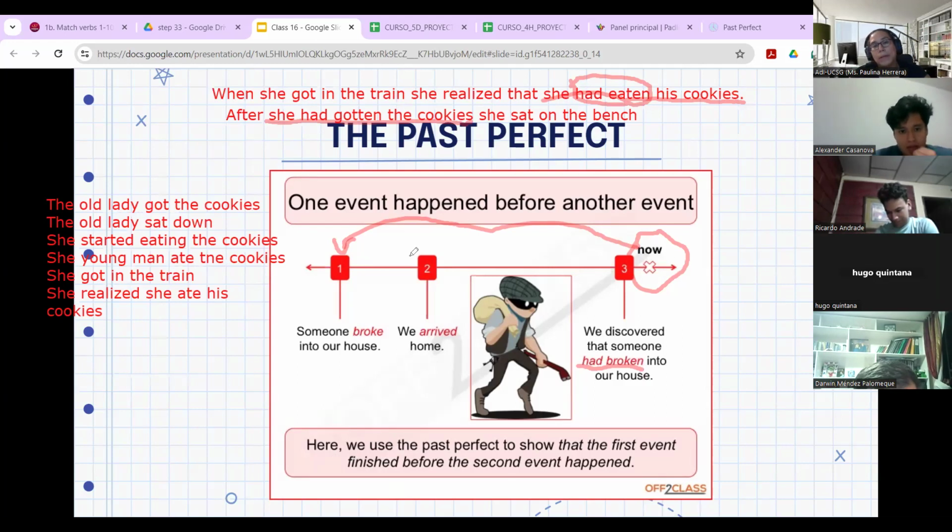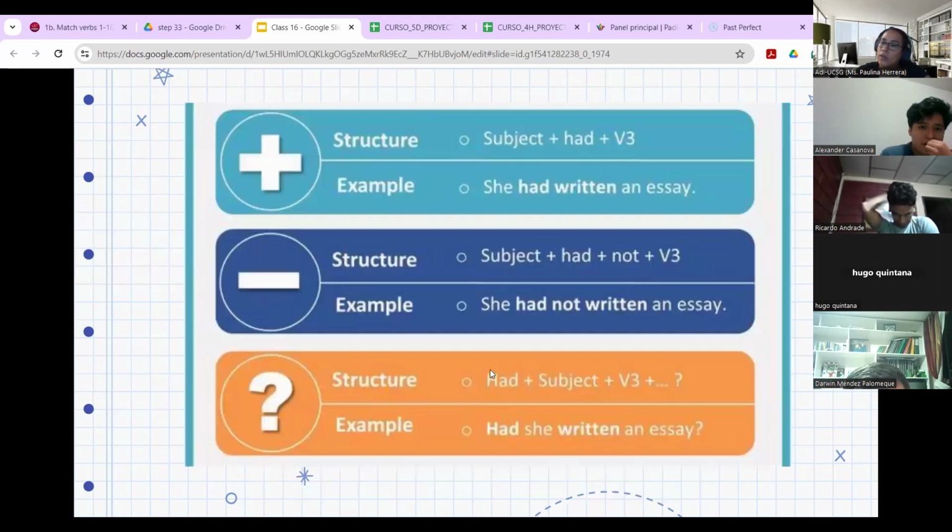Okay, so what do we use the past perfect for? To talk about the first event. Now, let me explain what the structure is. How do I make the past perfect? Remember, we talked about the present perfect, and the present perfect was have and the verb in past participle. The past perfect is similar, but I'm not going to use have. I'm going to use had.